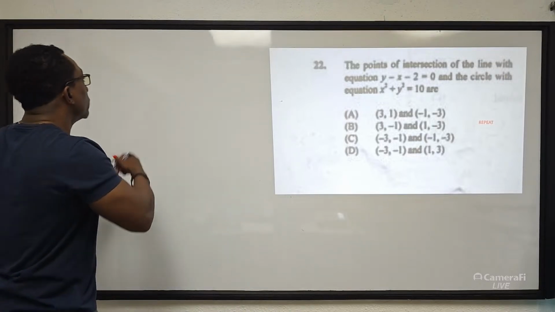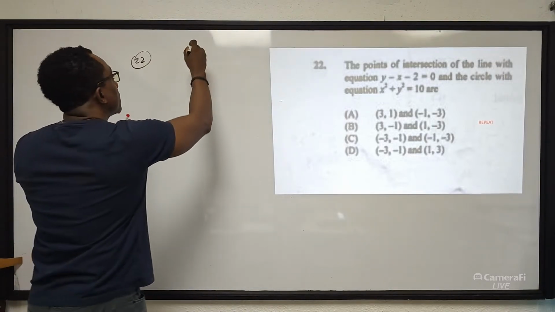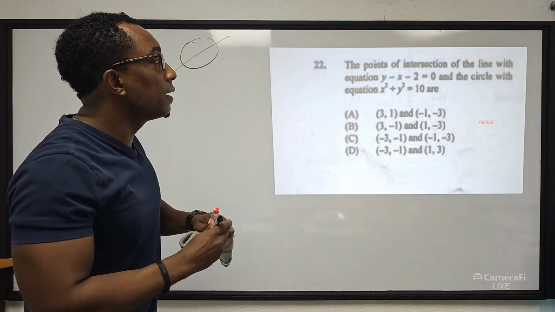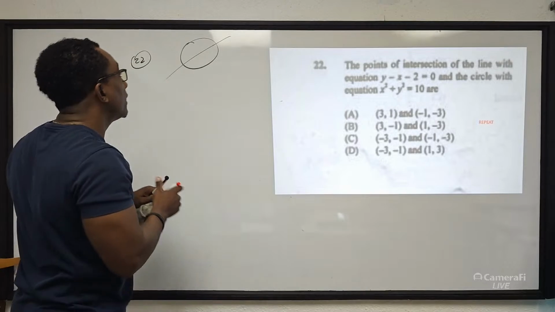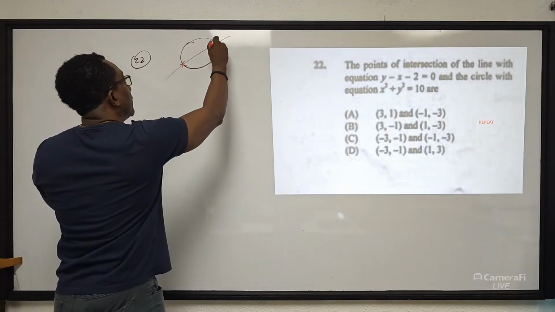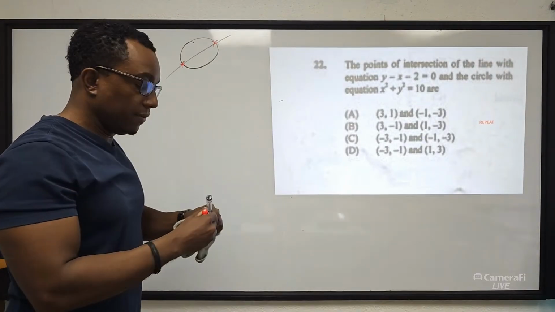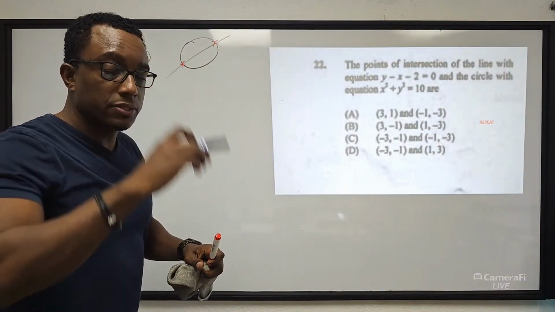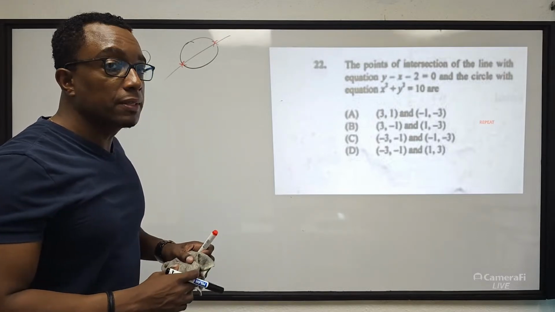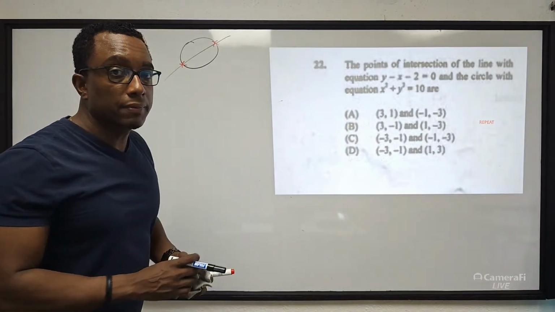So we have a 22, you have a circle, you have a line passing through it, and they want the coordinates of the points of intersection where the line and the circle meet. They meet where? Here and here. And when you have a linear and a non-linear, the non-linear is the equation of the circle, linear is the line, you have to solve them simultaneously to get the coordinates of the 2 points of intersection.